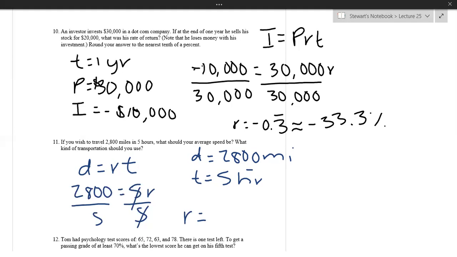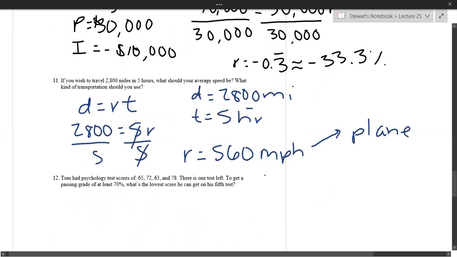Which would be 560 miles per hour. So that'd be the speed, the average speed you'd want to travel there. And if that's the case, you'd probably want to use a plane, because I'm not too familiar with any other land vehicles that are widely accessible to us that can go that fast. So you'd probably want to take a plane there.